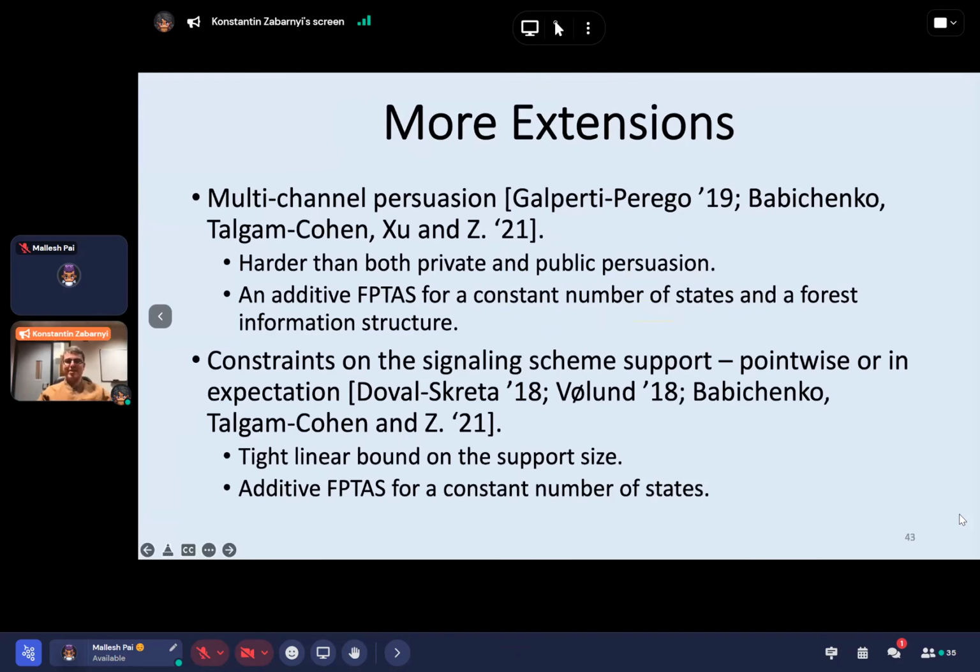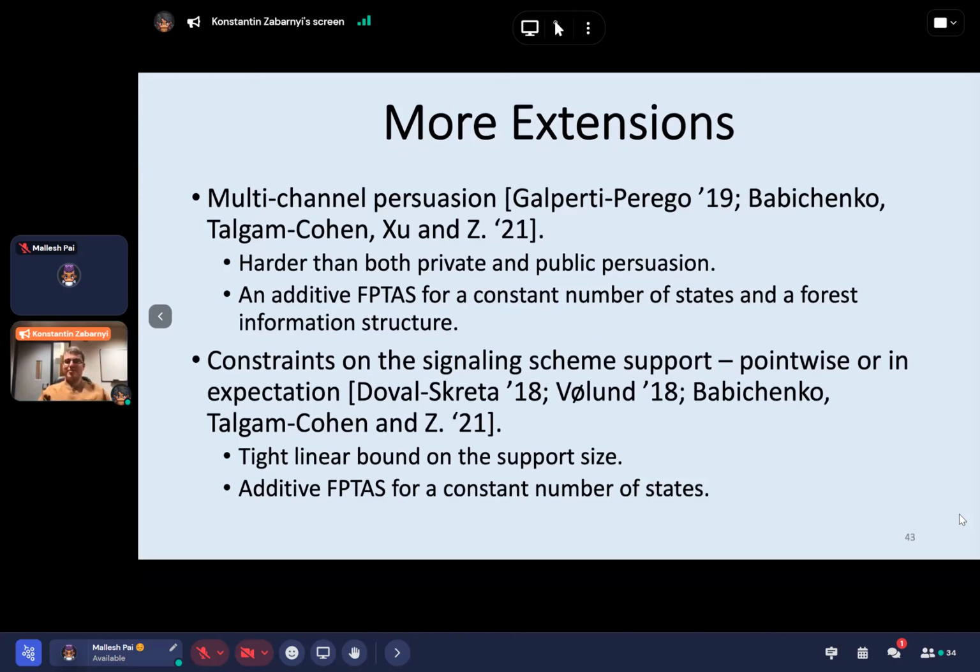There are more extensions, such as applications to multi-channel persuasion. Multi-channel persuasion means that a sender can communicate with overlapping subsets of receivers. For example, it is reasonable to assume that this is the case when the sender is, say, a politician that tries to persuade voters via different channels in social media. So there are settings in which multi-channel persuasion is harder than both private and public persuasion, but still under quite a general special case, it's possible to derive an additive FPTAS.